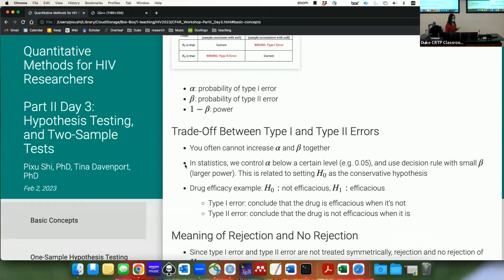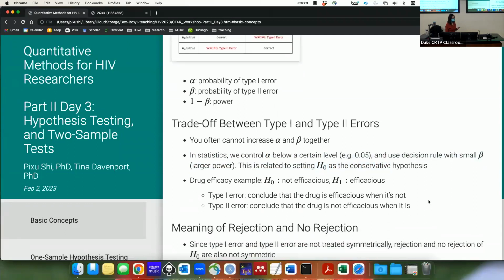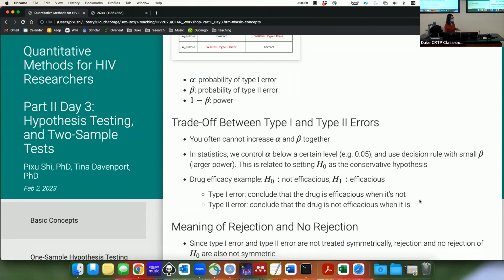So that's this statement. And in the drug efficacy example, when you make a type 1 error, that's concluding the drug is effective when it's not. This is the error that's costly, and you want to control it below 0.05. The type 2 error will be concluding the drug is not effective when it is actually effective. You miss a good drug, but it's not going to cost a lot of patients money and time. So type 1 error, you still want it to be small, but it doesn't matter if we don't know much about it.